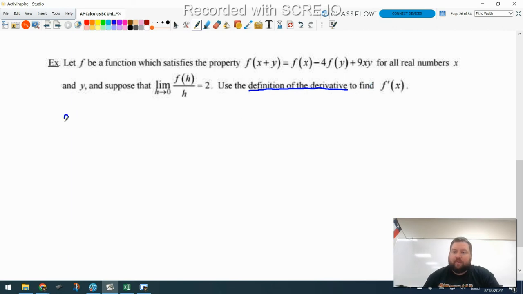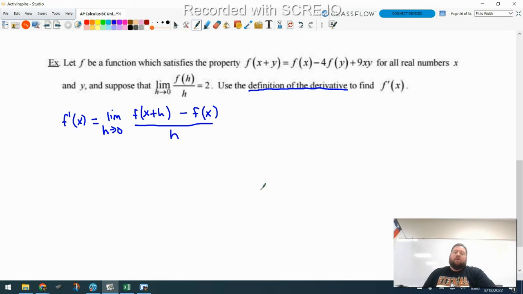So let's do that. f prime of x is equal to the limit as h approaches 0 of f of x plus h minus f of x all over h. Okay, so let's now look at that and look at what they gave me. So I see a limit as h approaches 0, and I have a limit as h approaches 0 here. That seems like a good thing. I have an h on the denominator, and I have an h on the denominator here. That's a good thing. Okay, I don't have an f of h up here, but maybe I can get one somehow.